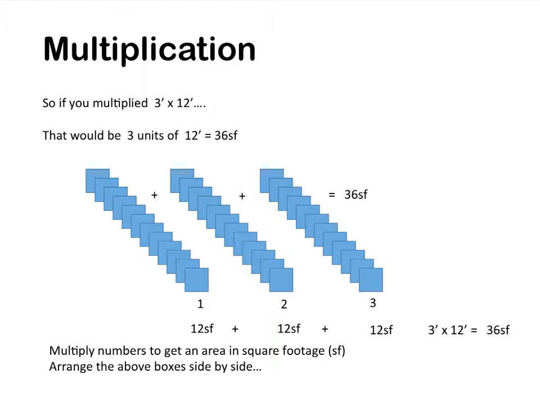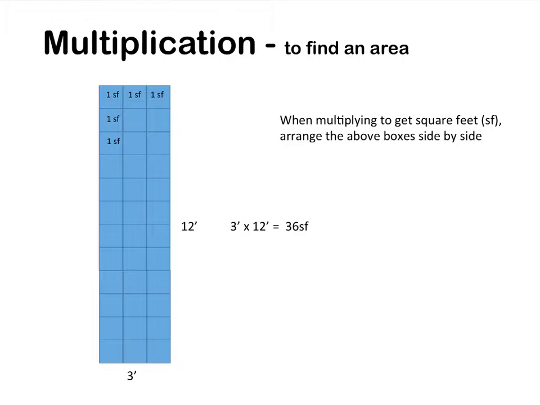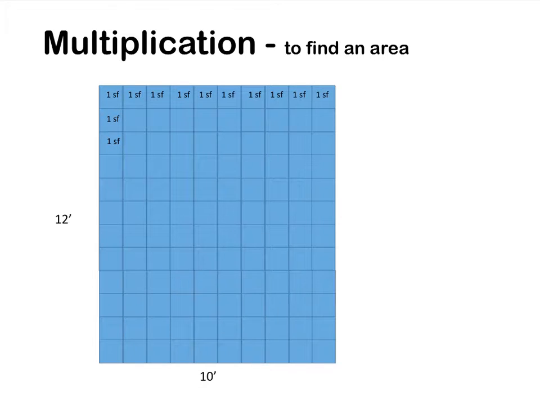Multiply numbers to get an area in square footage, denoted SF. Arrange the above boxes side by side. Here we still have 3 times 12 gives you 36. This works for any area. 12 times 10, we have 10 across here, 12 across there, and you get an answer of 120 square feet.